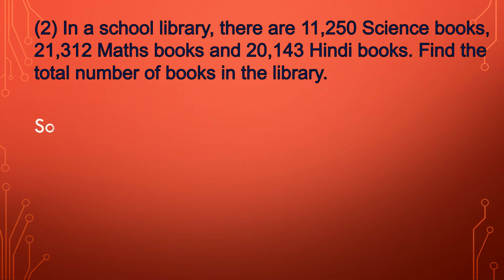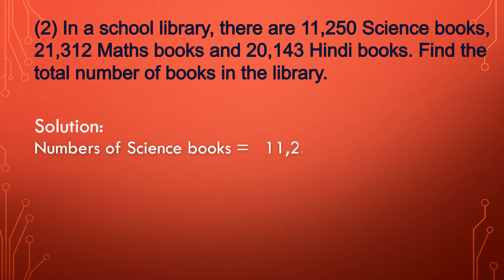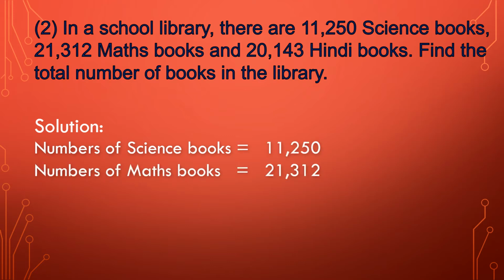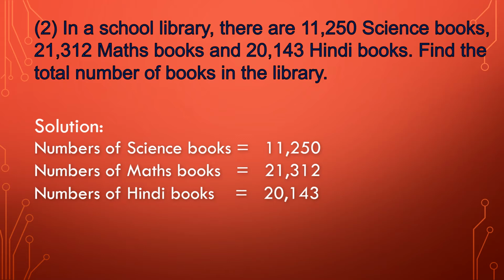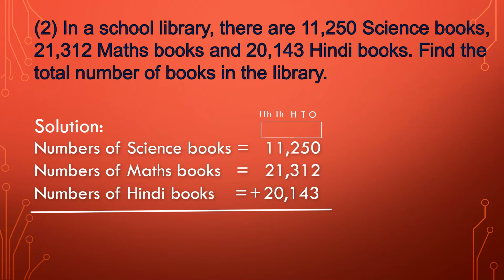Let's write the solution. Number of science books is equal to 11,250. Number of maths books is equal to 21,312 and number of Hindi books is equal to 20,143. Then write all the places and draw a carry-on box. Now write the plus symbol and draw a line so our answer can go below it. Then write total number of books is equal to.